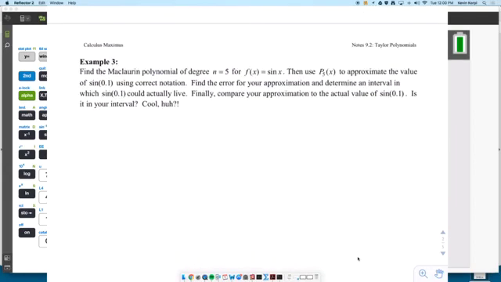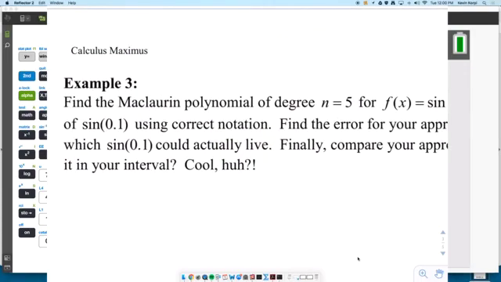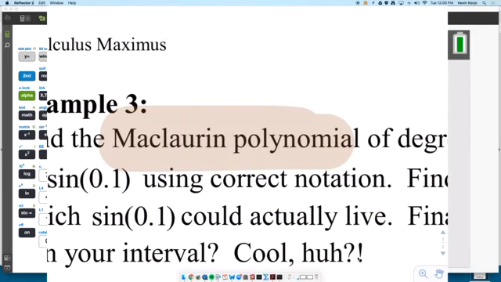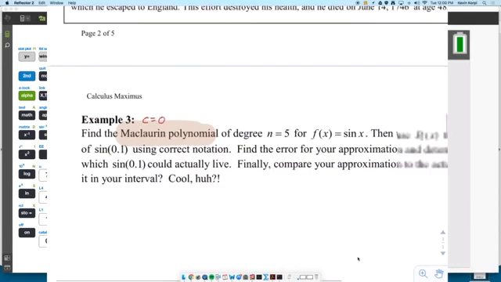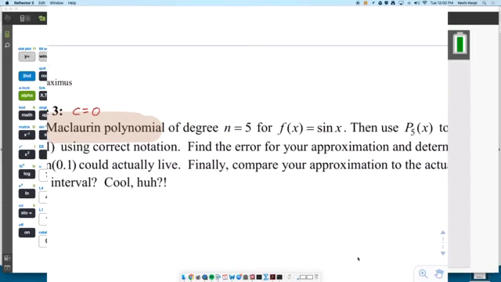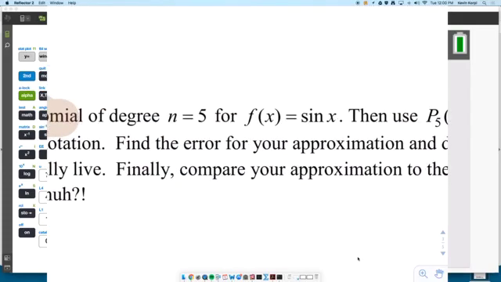All right, so here we go. Example 3. Find the Maclaurin polynomial. Now, when I say the word Maclaurin, you should be thinking that we're going to center our approximation where? At 0, okay? For sine of x. So I'm going to show you where those terms that we just typed in came from.